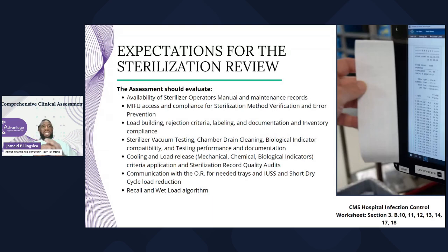IFU access again, and how do you make sure that every item is going in the right sterilization method, and also is it going in the right load parameters, right? Is it the right dry time? Is it the right sterilization exposure time? Load building rejection criteria. Does the person assigned to a sterilizer have the ability and have a check sheet to say, listen, I need you to rewrap this tray. It's just not neat. Wrap is too loose. I need you to relabel this tray. It doesn't have the details that we need.